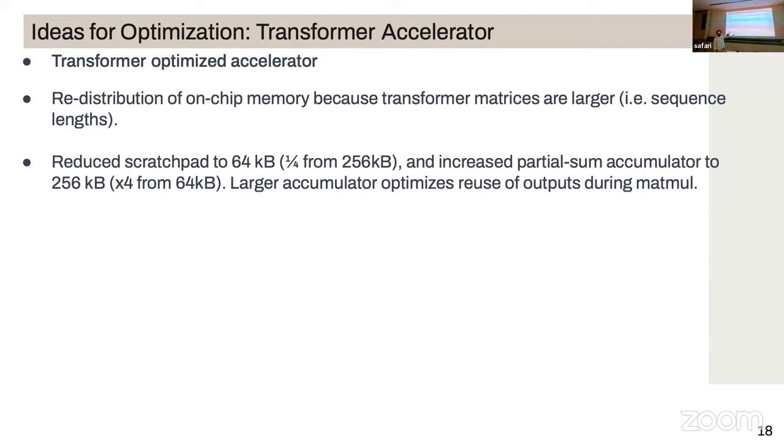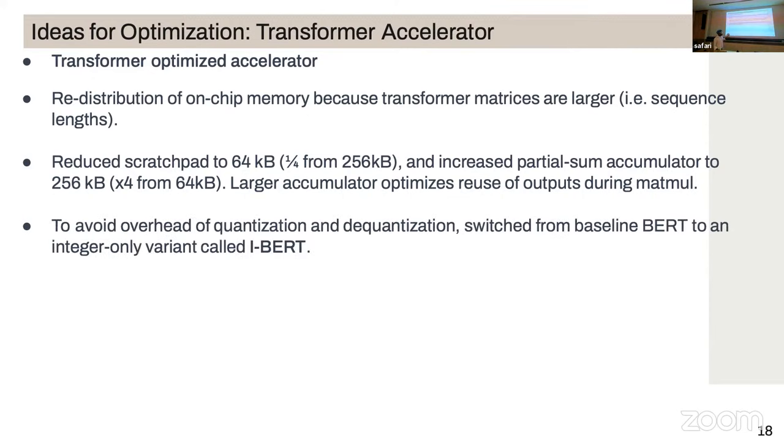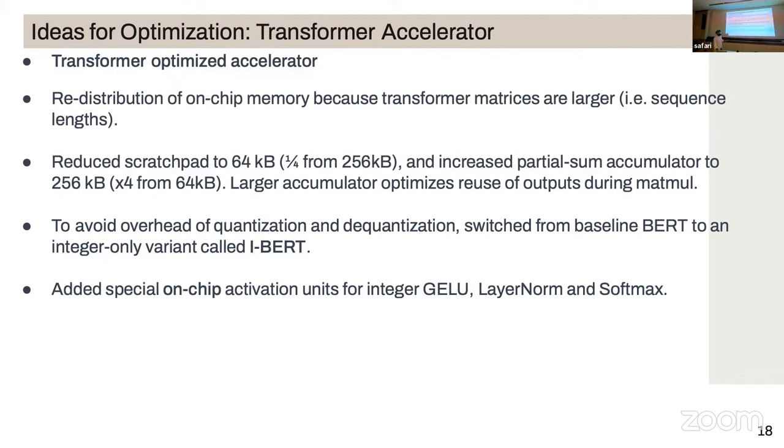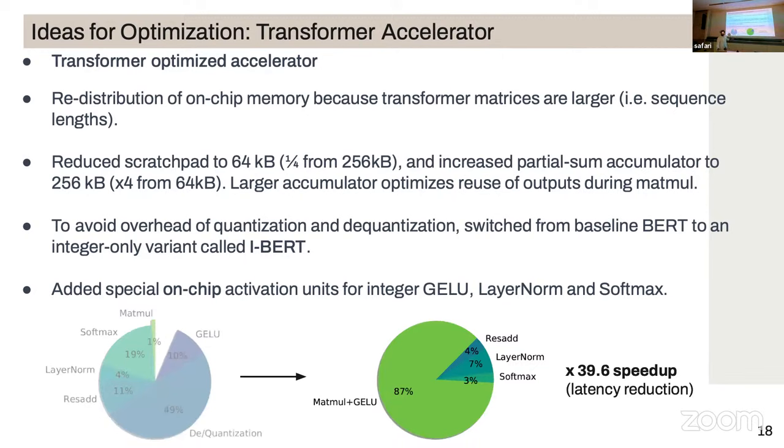This should optimize the reuse of outputs during matrix multiplication. Then, because it was doing so many quantizations and re-quantizations, they said, you know what, let's switch the model out to an integer-only version. Let's just do iBERT, the whole transformer in integer version. And then finally, we need to perform these nonlinear operations that are not possible on the accelerator because they're transformer specific. So let's create some circuitry that can actually do the GELU, layer norm and softmax. Having implemented all of that, they were able to achieve a whopping almost 40 times speed up in performance, which is quite a lot.